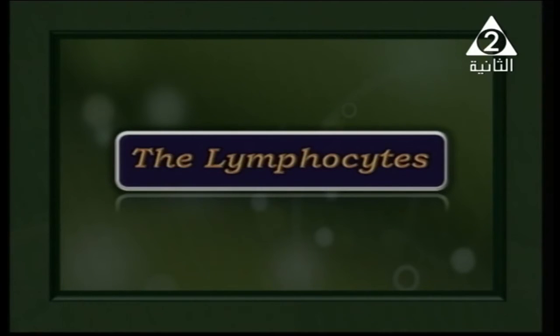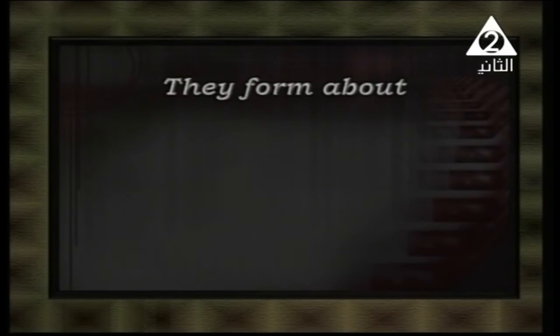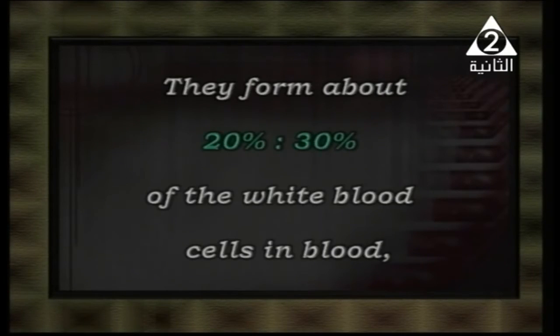Well, the lymphocytes form about 20% to 30% of the white blood cells in the blood. So right now we're talking about what? The lymphocytes only. They are a type of white blood cell, and they represent about 20 to 30% of the total amount of white blood cells.